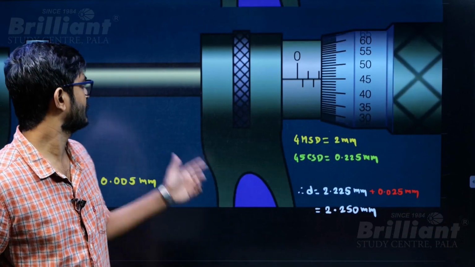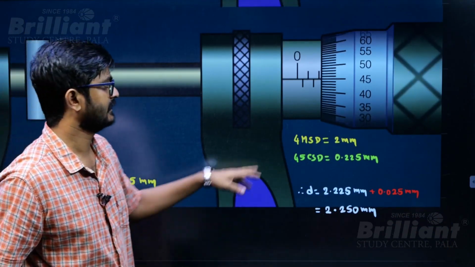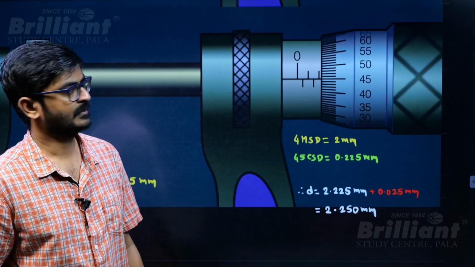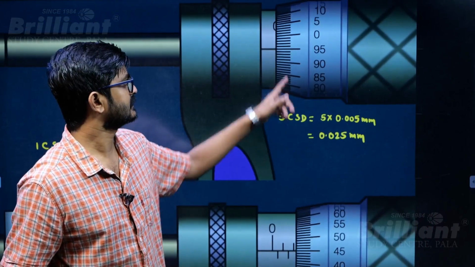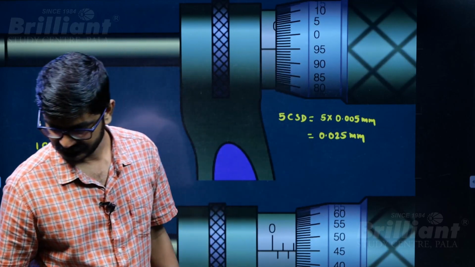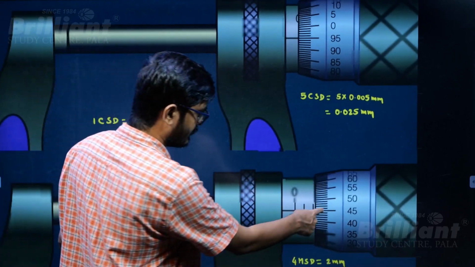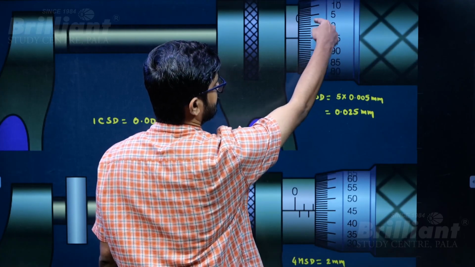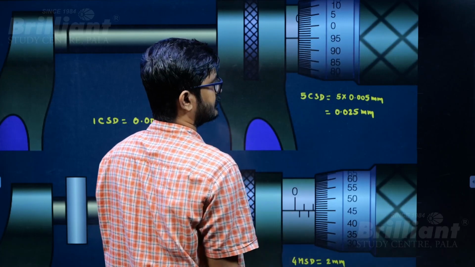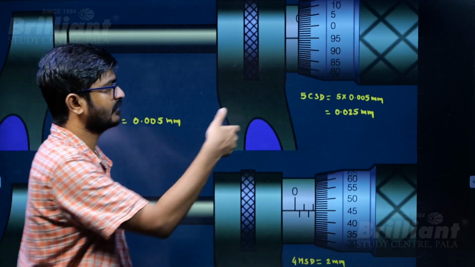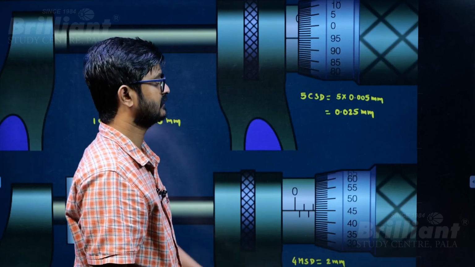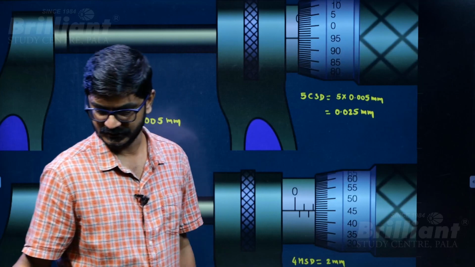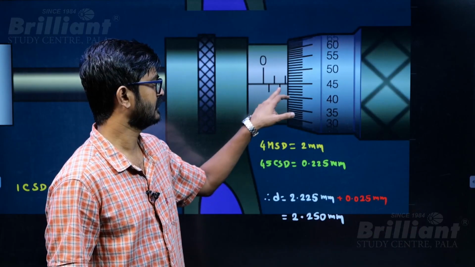Now we are putting the same object and we are measuring. Again it is showing 4 main scale divisions and 45 circular scale divisions. Now some people see that it is starting at 95. To get 45 circular scale divisions from 95, I need to rotate it by 50 circular scale divisions. Or if it is too much confusion, then we will go with the same method: 1, 2, 3, 4, 4 main scale divisions.